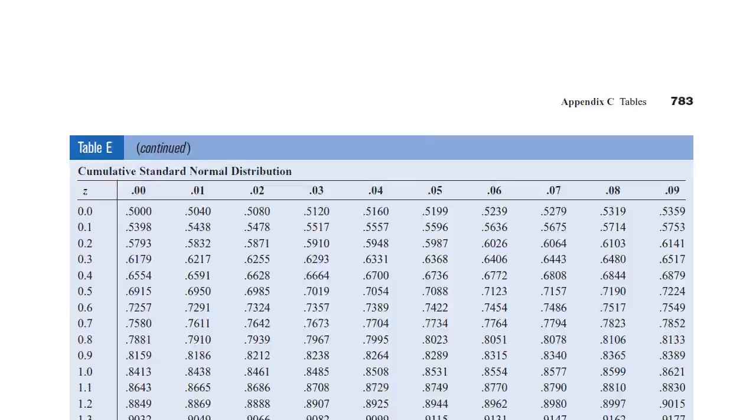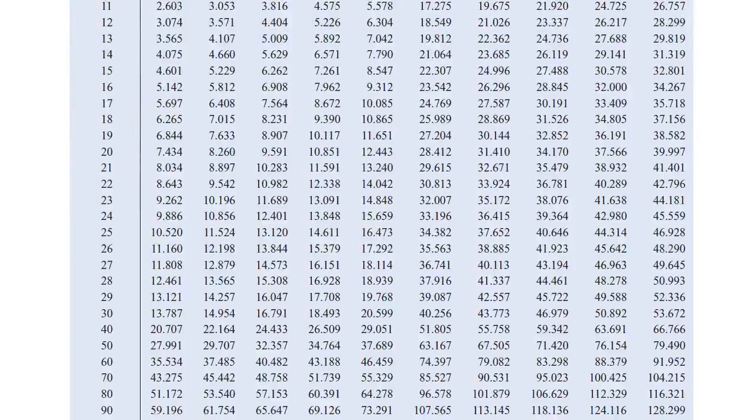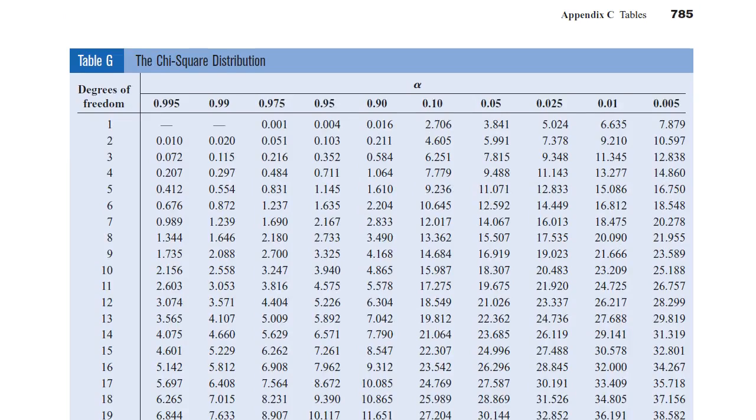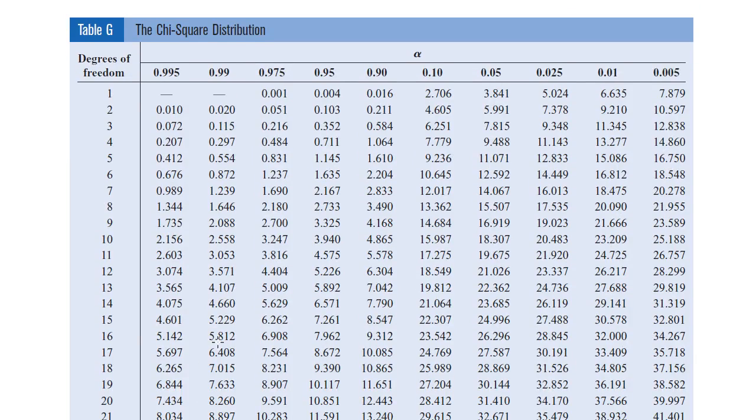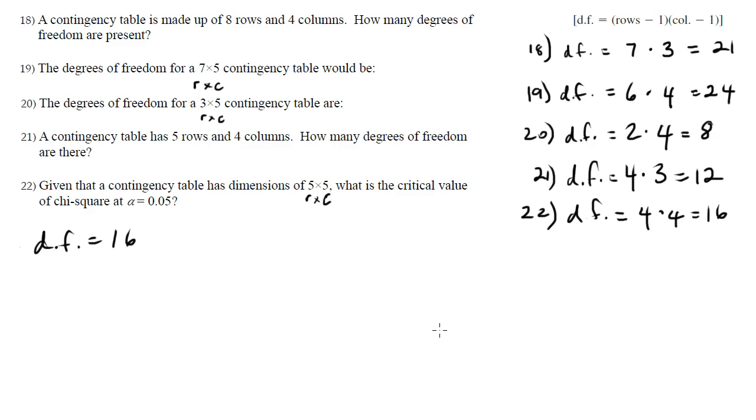I'm going to the chi-square table, the last one. 16 degrees of freedom, 0.05. 26.296. That's our chi-square value. Chi-square critical value, 26.296. Critical value, 26.296. There we go.